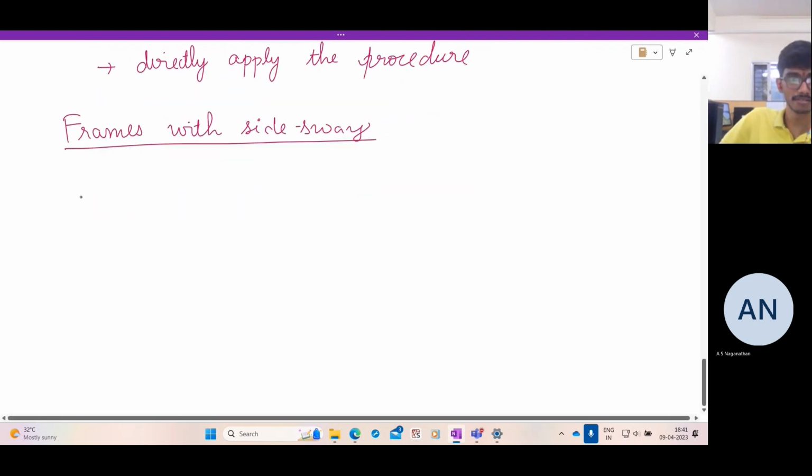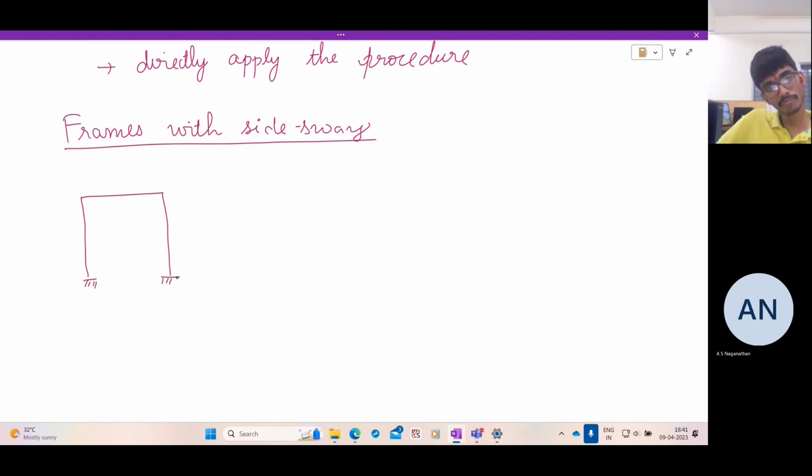suppose you had a frame like this, which is asymmetrically loaded, then how does it deform? It deforms this way, and in the process, it generates a sidesway delta. So for such frames, we need to consider the effect of this delta also on the moments that are generated. So the trick that is used is to decompose it into two parts. In one case, don't allow the sidesway.